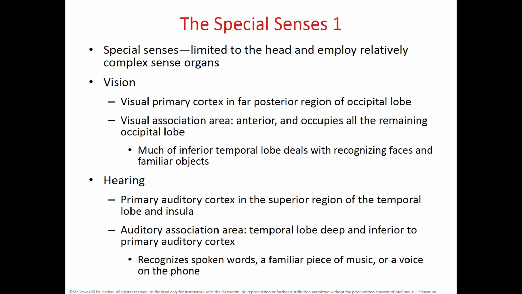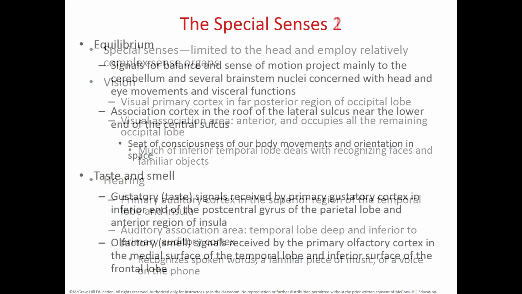And for hearing, we have the primary auditory cortex that is located within the temporal lobe and the insula, and the auditory association cortex that is located within the temporal lobe, deep and inferior to the primary auditory cortex. This hearing cortex helps us to recognize spoken words and a voice or sounds.